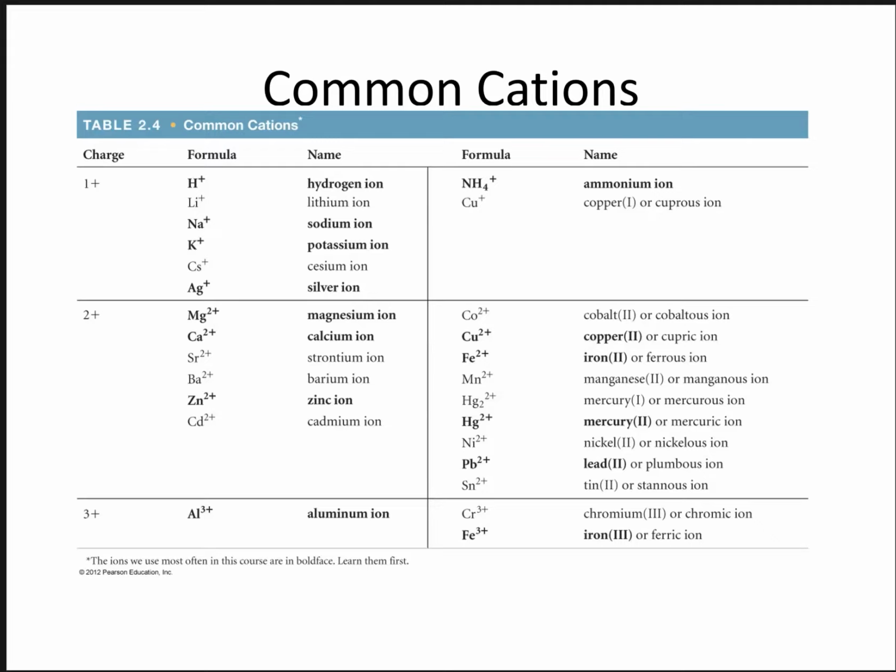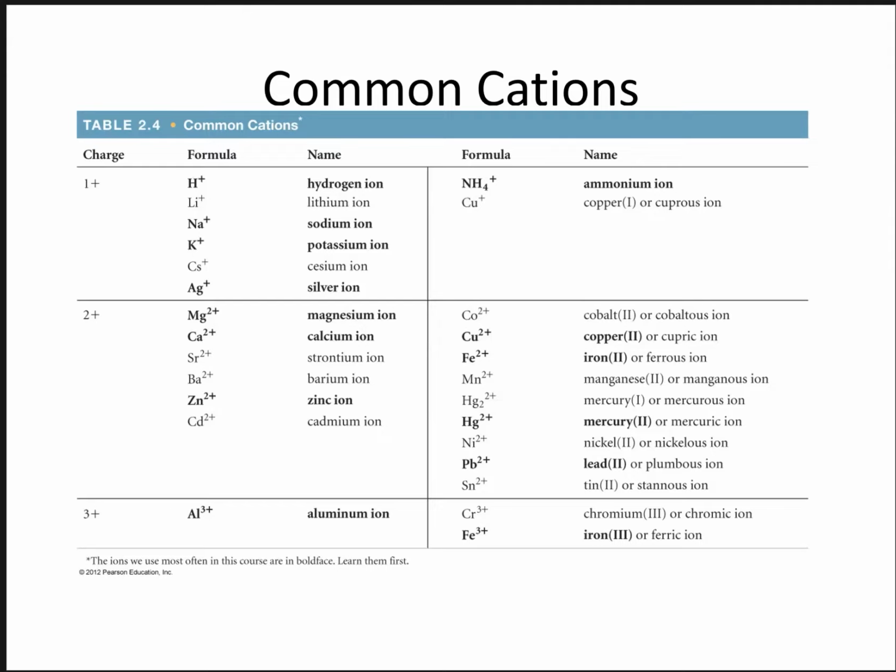And then you can see some of the other cations there. So for example, cobalt and copper. Because these are transitional elements, and because they can have multiple charges, when we describe or name the molecule, we have to say what the charge is.